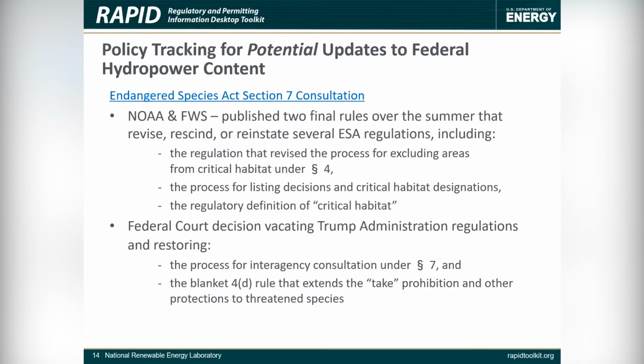and returning those to the previous version. And in addition, on July 5th of this summer, a federal court in the Ninth Circuit vacated the Trump era rules on interagency consultation under Section 7 of the Act and the blanket 4D take prohibition and other protections to threatened species. The Fish and Wildlife Service and NOAA had already announced their intention to rewrite these Trump era rules. So we will be tracking those as those are published. Next slide.